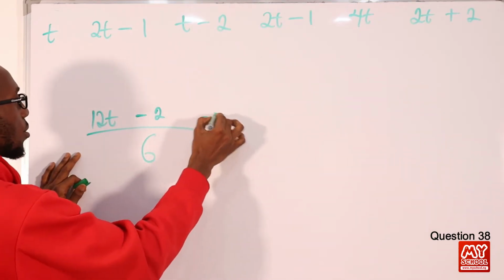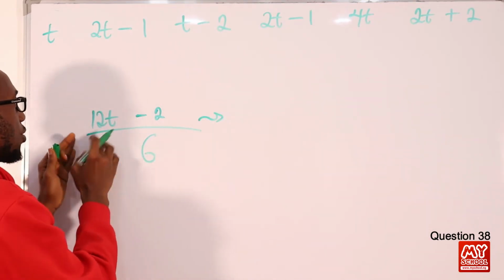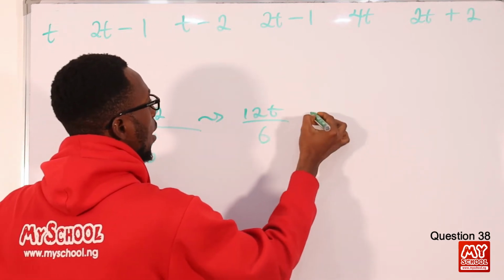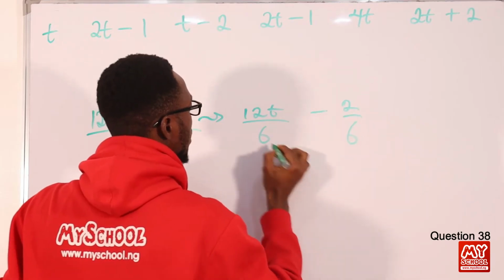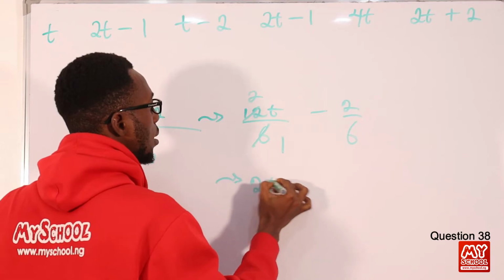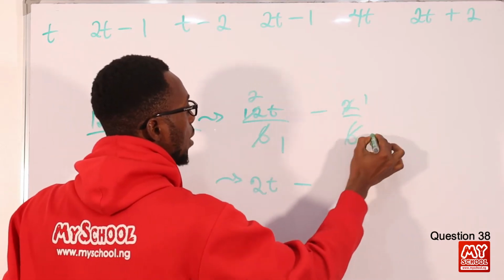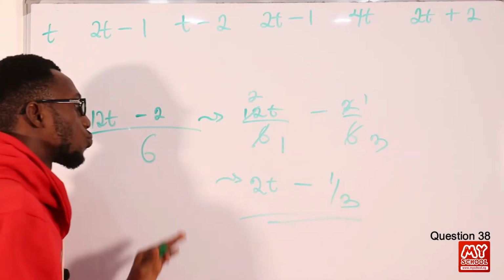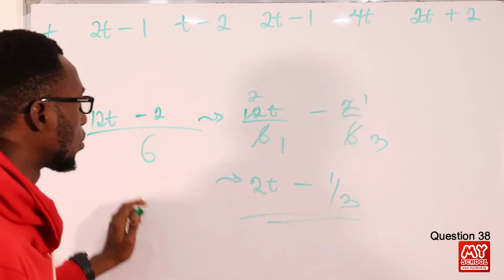All right, so what can I do to actually simplify this? I can share this 6 to this individual. So I have 12t minus 6 minus 2 over 6. 6 here 1, 6 here 2. So I should have 2t minus 2 here 1, 2 here 3, minus 1 over 3. So 2t minus 1 over 3, or 12t minus 2 over 6 collectively.